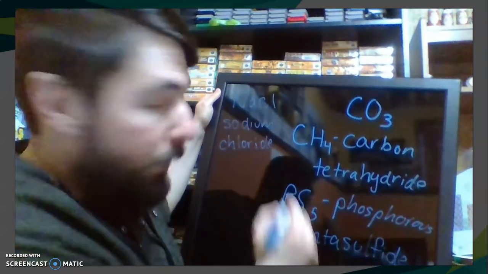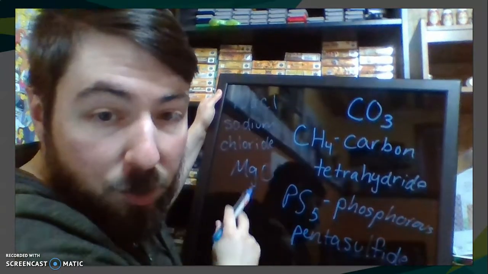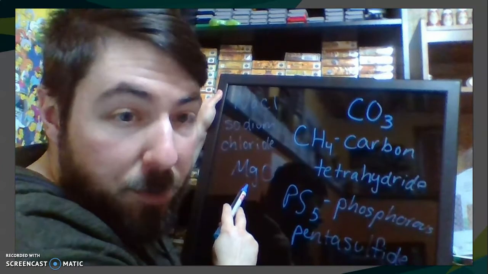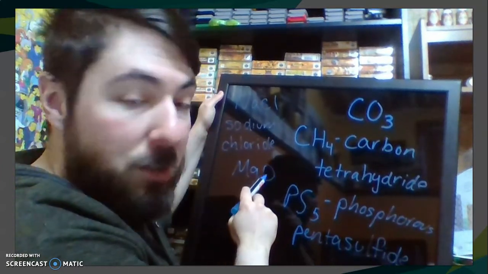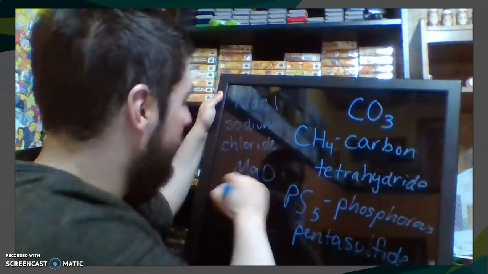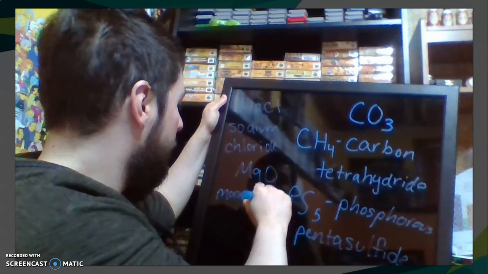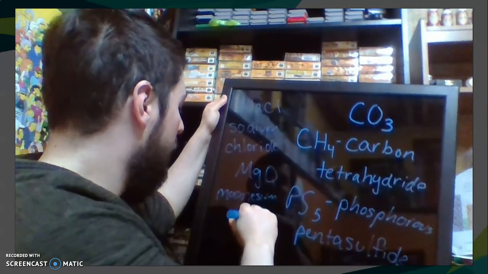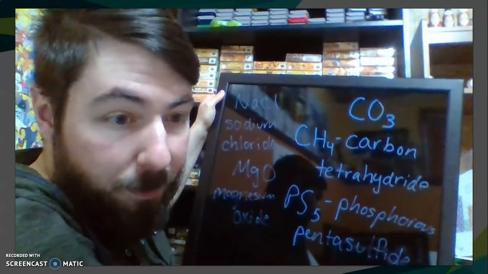So one more example. MgO. Mg is magnesium and O is oxygen. So we just change oxygen to oxide. So we get magnesium oxide.